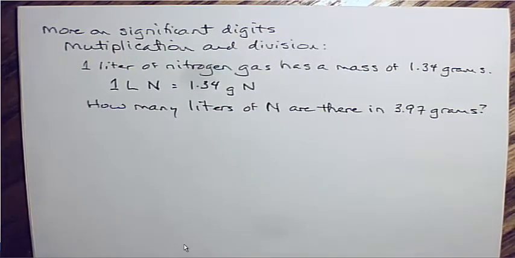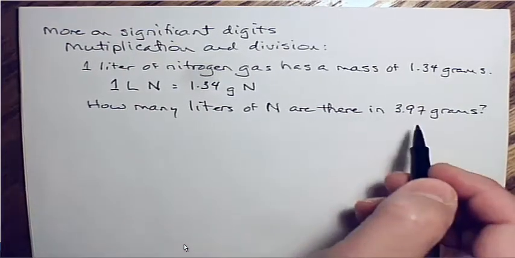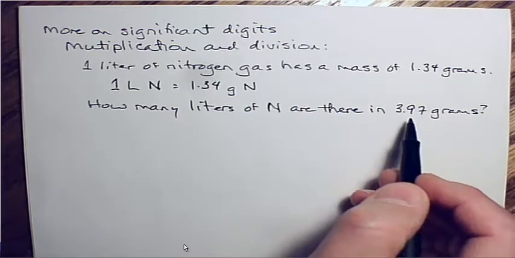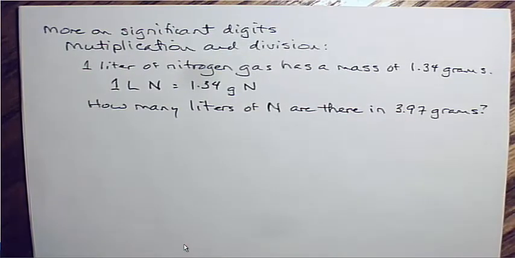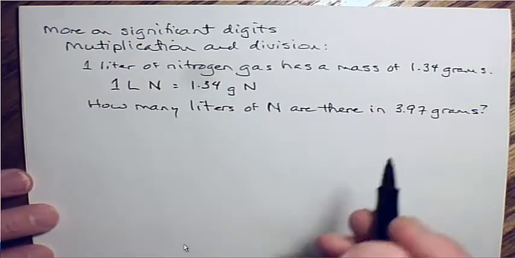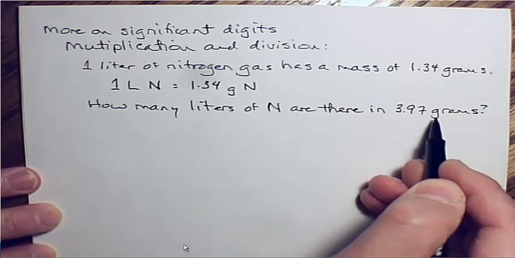Now eventually you'll figure out how this works without having to think it through. But our training wheels start for this is you take your starting amount, which is this amount right here. The problem doesn't say this is equal to anything, so it stands alone, and that's a starting amount. We're going to take our starting amount and put it over 1. So we're going to say 3.97 grams.